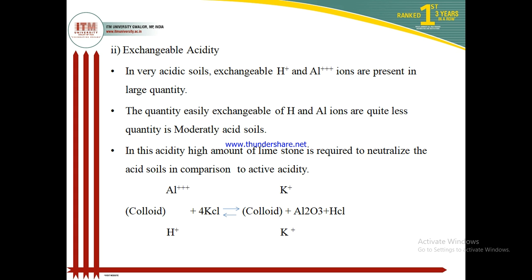Mostly what happens is the clay colloid is adsorbed with the aluminum and hydrogen ions, and if this reacts with the potassium salt, then the potassium is adsorbed on the colloid, and in the end aluminum oxide is formed.